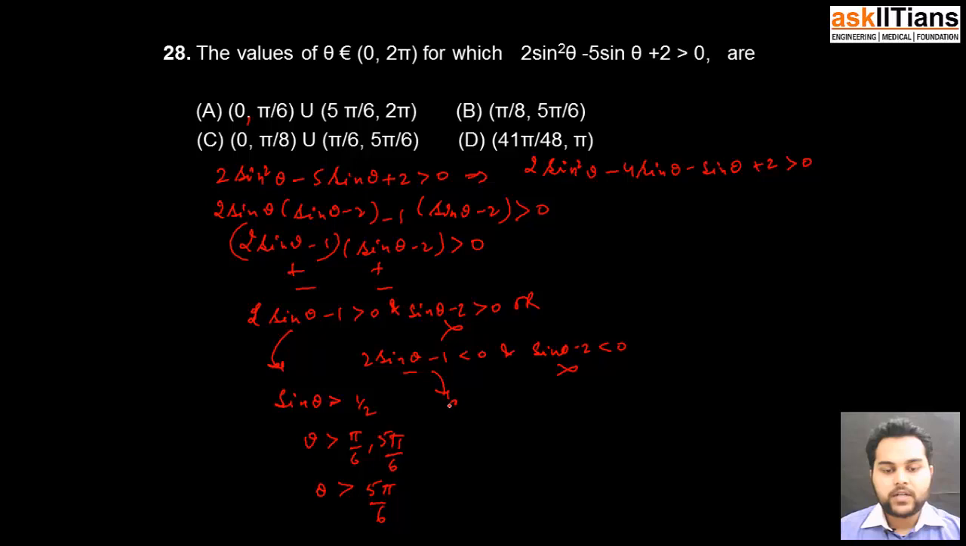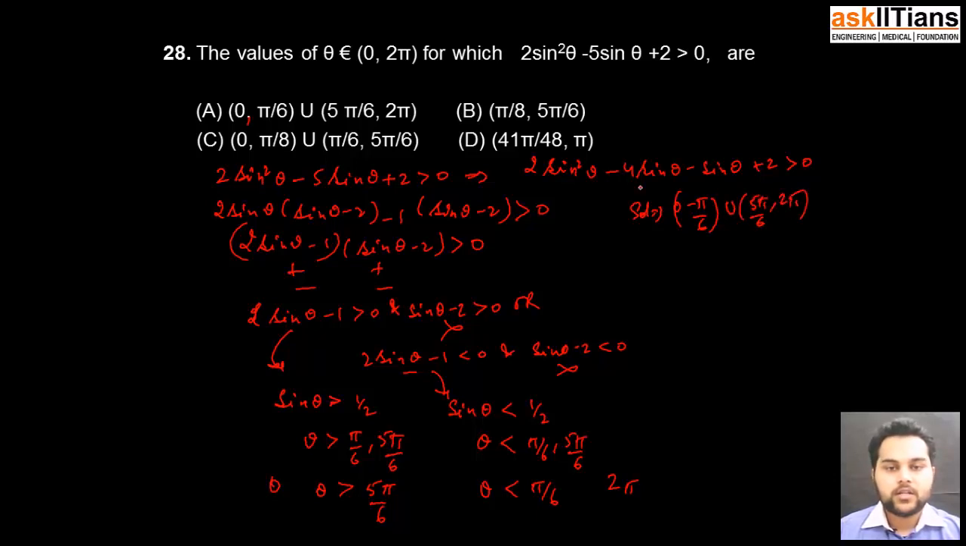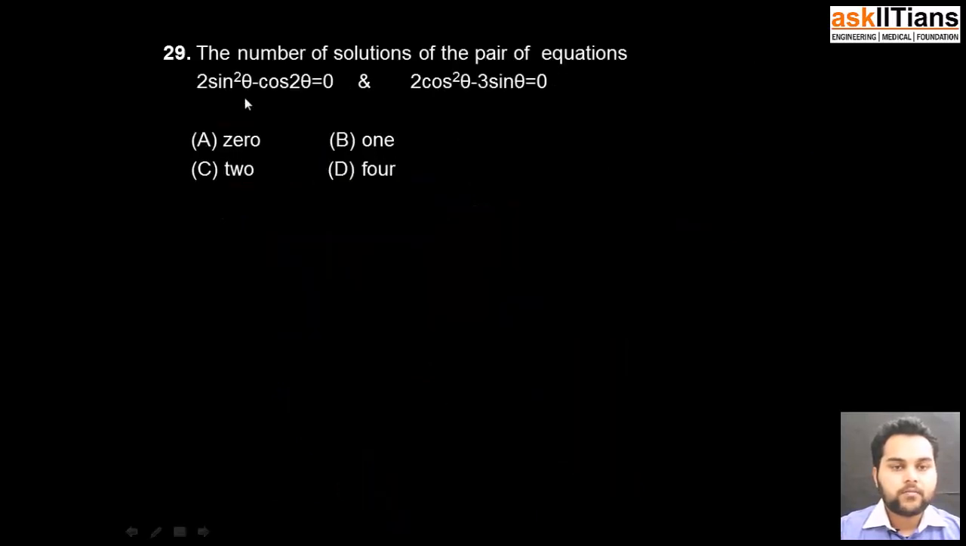Solving this equation, I get sinθ to be less than 1/2. That gives me θ less than π/6 and 5π/6 again, but this time the common range would be θ less than π/6. And the initial and the final value of the range is the θ lying between 0 and 2π. So the solution had to be such that 0 to π/6 exists, and then 5π/6 to 2π. That is option A. Next question.